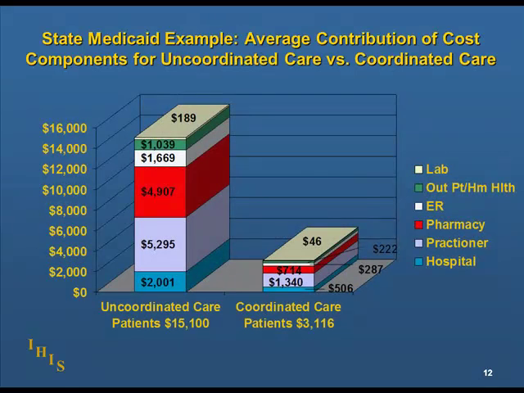So I'm going to show you some comparisons from some of the states. This is an example of one of the states that was highlighted in the article. And what we know is that lab, outpatient, ER, pharmacy, physician, inpatient, all of these sectors are impacted by whether a patient has extreme uncoordinated care or much better coordinated care. The average, as you can see, is $15,000 a year in cost for an uncoordinated care patient that was identified in our algorithms versus $3,000 a year in cost for a much better coordinated one. They're not 100% coordinated, but they're much better coordinated. So you can see that it impacts every single cost sector.